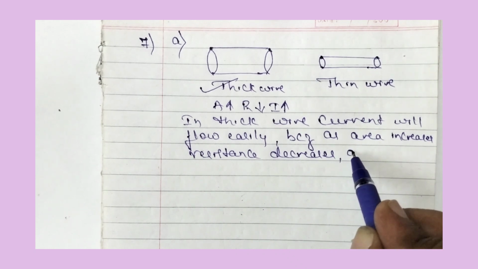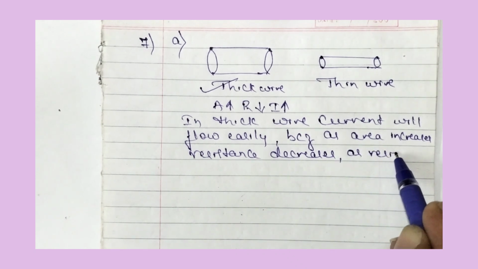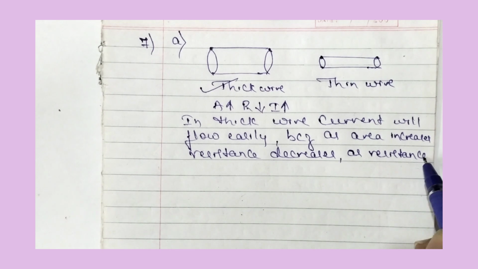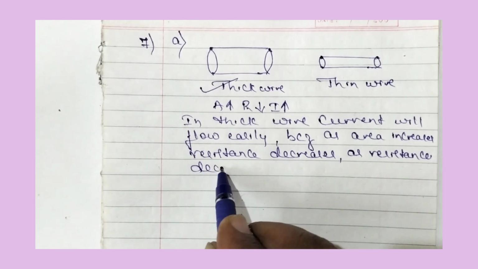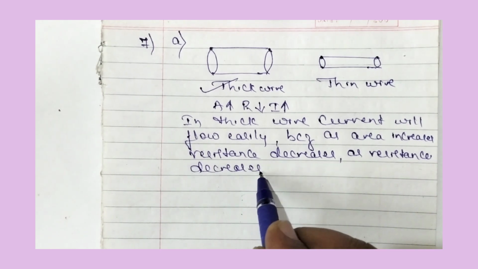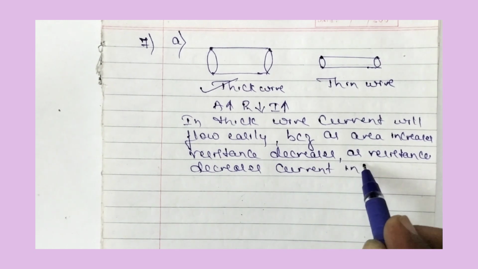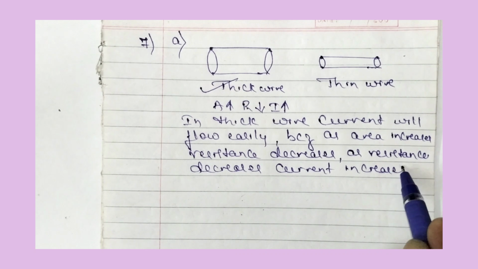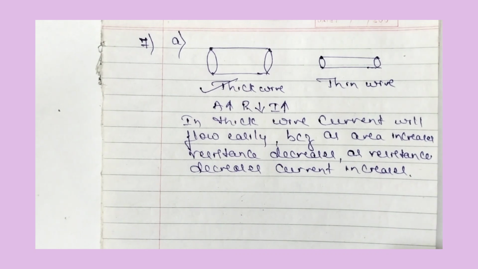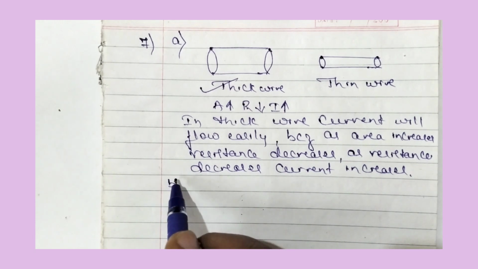Both are inversely proportional. As resistance decreases, current increases. Therefore, through thick wire, current will flow easily. So now let us move to the next B question.